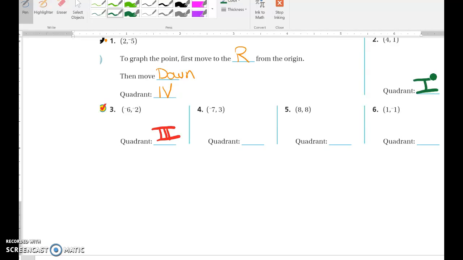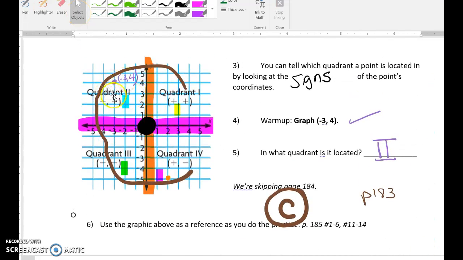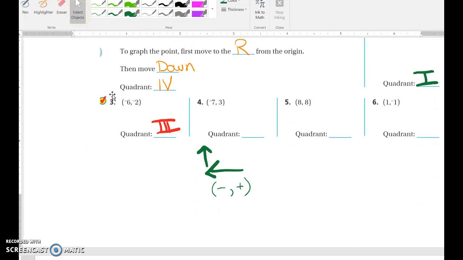2 and 4 are going to be the trickier ones. So this one is -7, 3, which means we go first left for the -7 and then up. So left and up, right? Or another way of thinking about it is it's a negative number, then a positive number. Left and then up takes us to quadrant 2, okay? So we're going to give that an answer of quadrant 2.